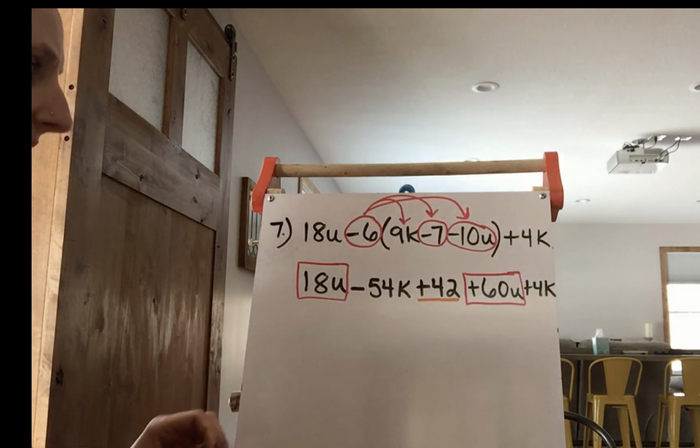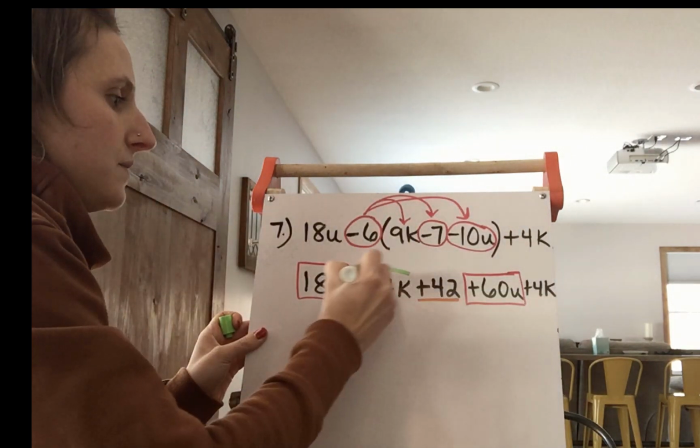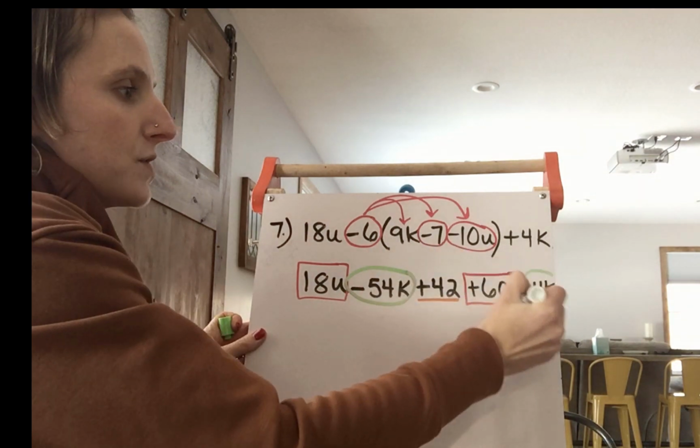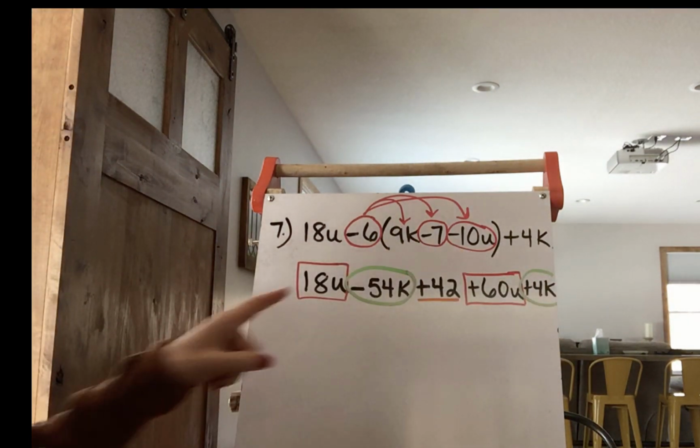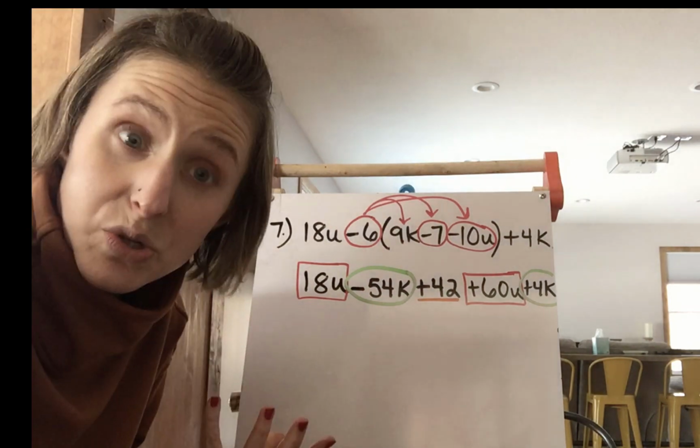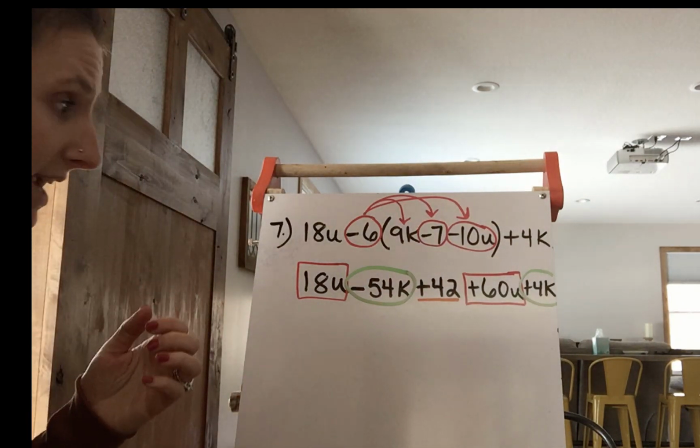And I have terms that have k in it. So I want to make sure that I bring those terms together, always bringing the plus or minus that's in front of it. That tells us what to do with the term, or if it's a positive or a negative.